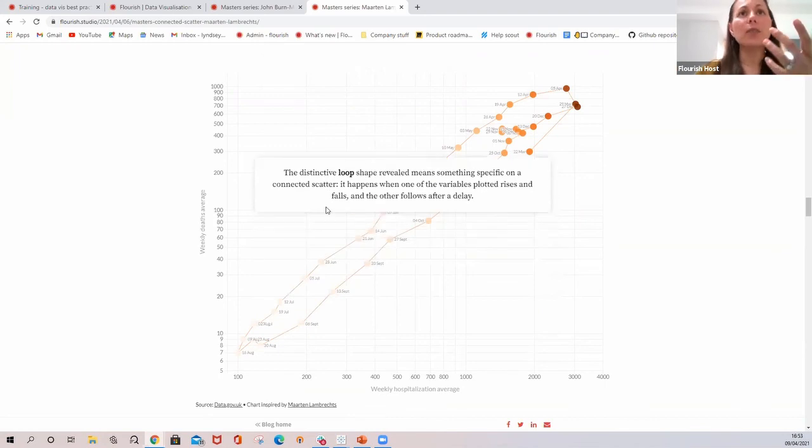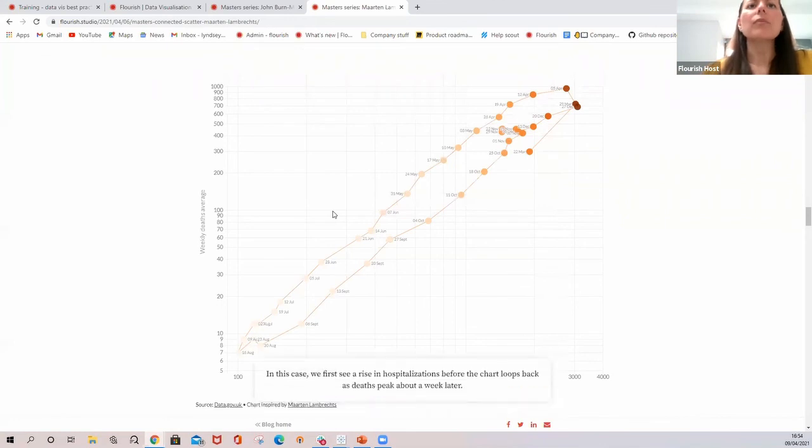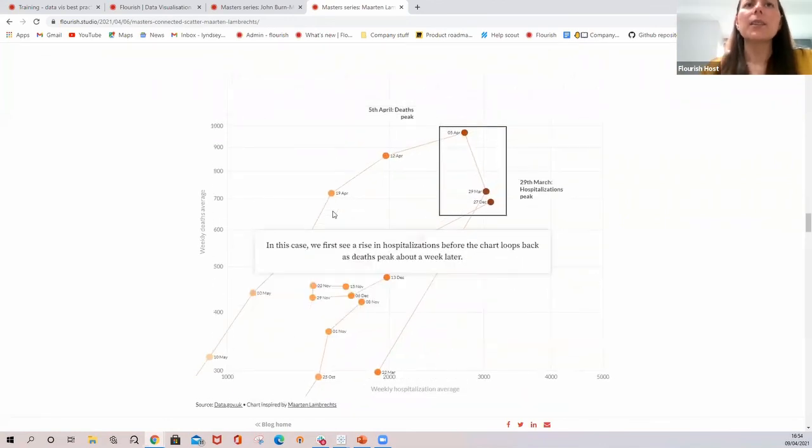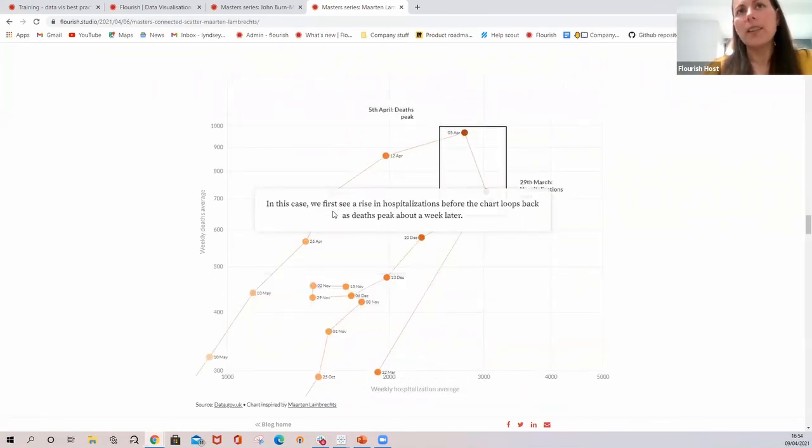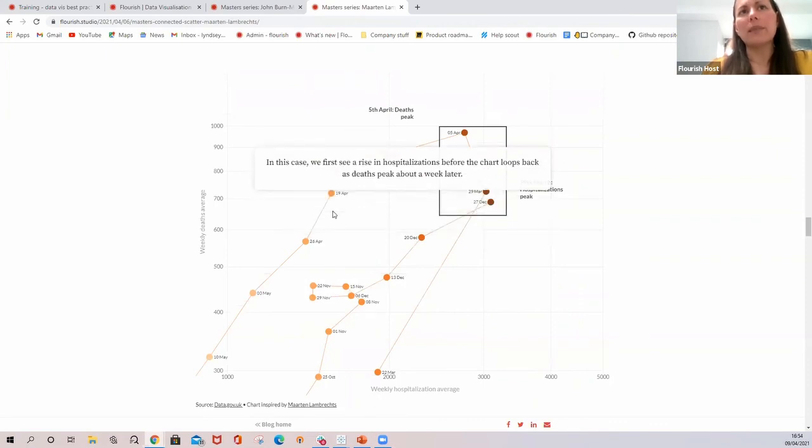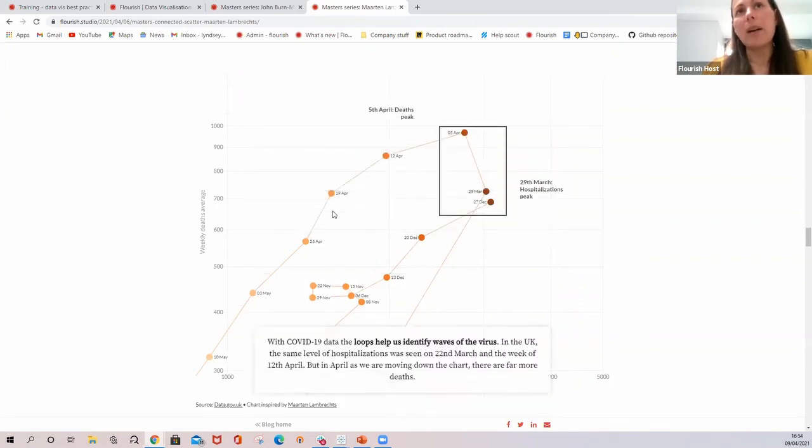And this distinctive loop shape reveals a meaning in the connected scatter plot. It happens when one of the variables plotted rises and then falls and the other follows after a delay. So this is weekly deaths increasing after the weekly hospitalization rate has gone up. And in this case, we first see a rise in hospitalizations before the chart loops back as deaths peak about a week later.